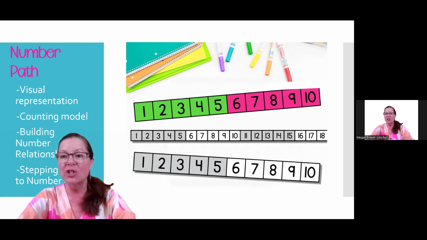Sometimes teachers have large number paths that they lay out across the floor or across desks and have students use objects, placing the correct number, quantity of objects on that number. Building number relationships. Number paths help children see how numbers relate to each other in a sequence. For example, they can see that 8 comes directly after 7, making it easy to understand that 8 is one more than 7.